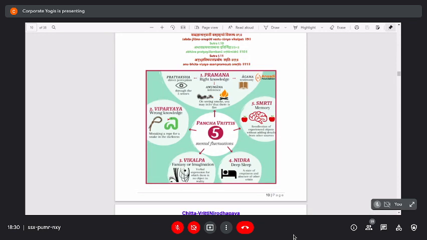Then comes Viparya. Viparya is wrong knowledge. You are mistaking the reality for something else, due to your false imagination. For example, if there is a rope in darkness, and you touch that rope and feel it is a snake, and you run away. That is Viparya, due to various reasons.